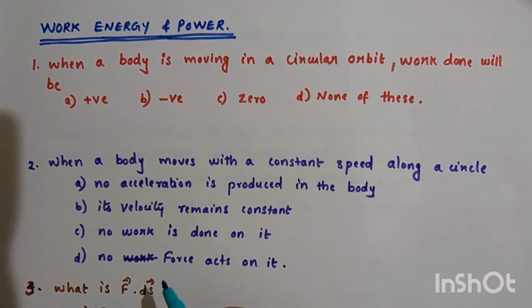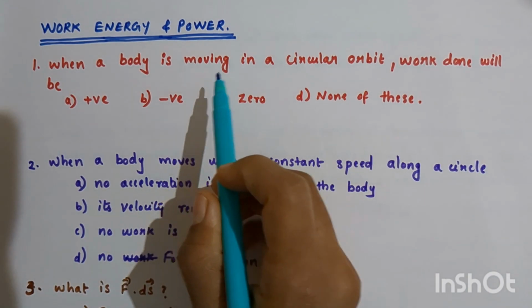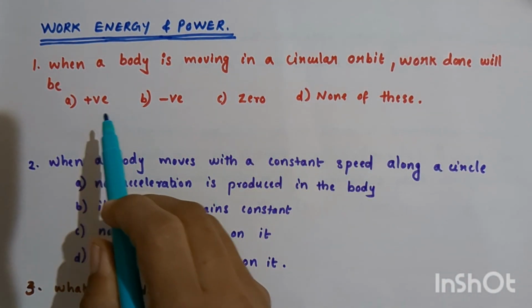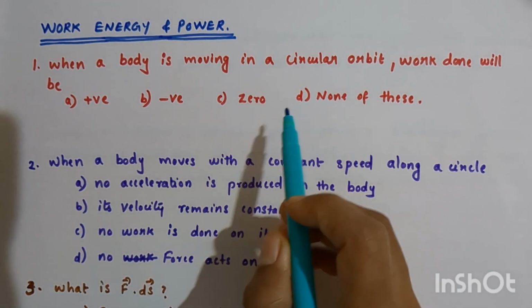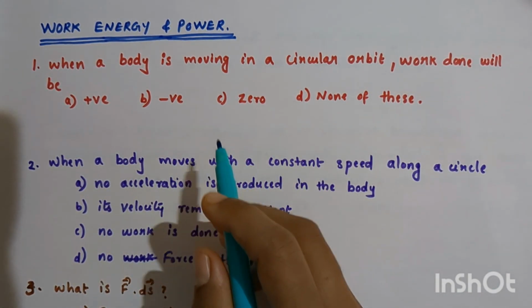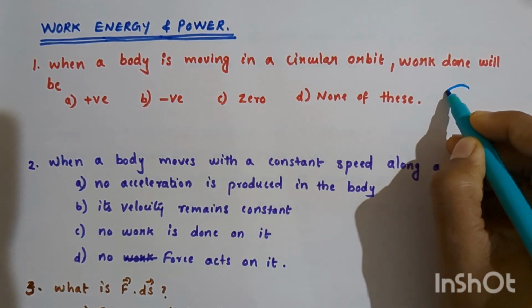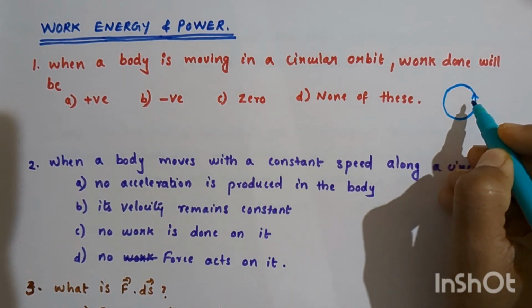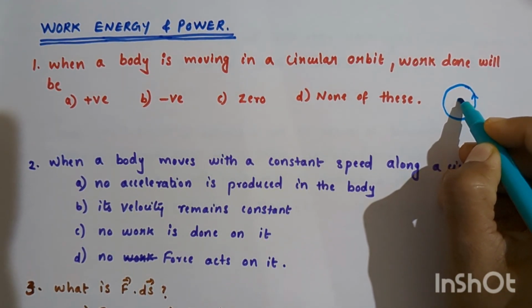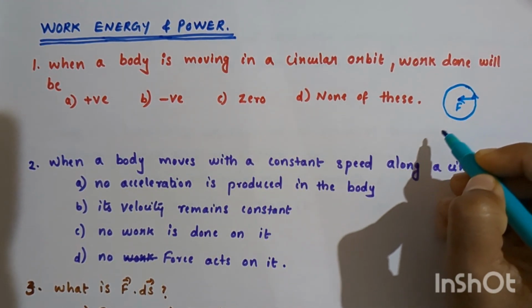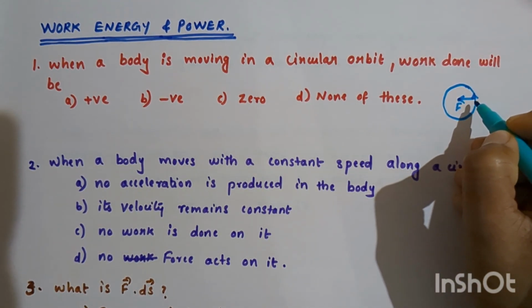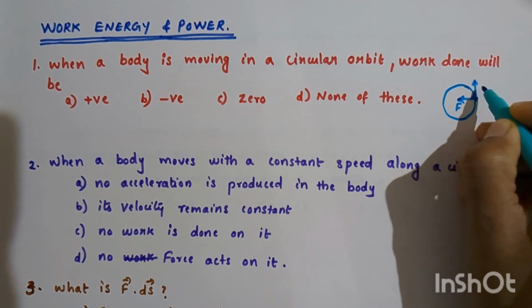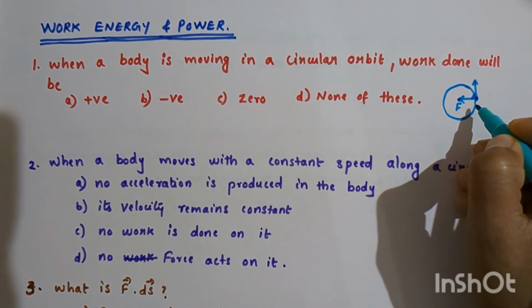Let us see the first question. When a body is moving in a circular path, work done will be, four options are there: positive, negative, zero, none of these. See, the body is moving in a circular orbit. So we know that when a body is moving in a circular orbit, there will be a force acting towards the center of the circle, which is actually called the centripetal force. And you see, the displacement of this body at any point of its motion will be along the tangent drawn at that point of its orbit.